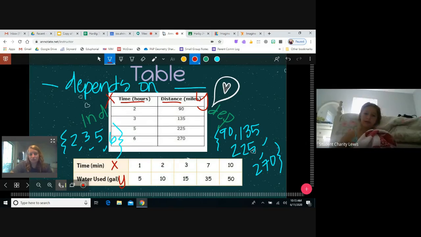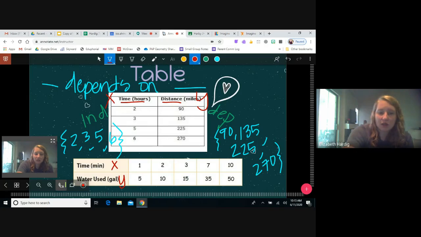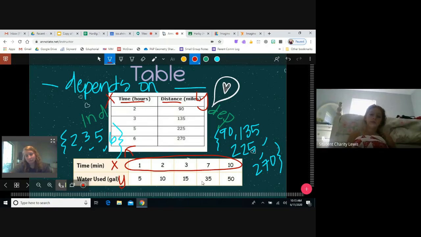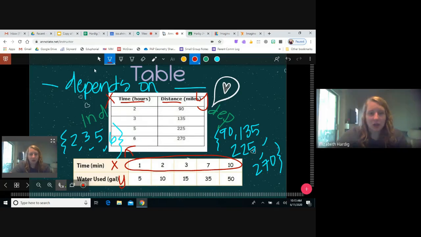1, 2, 3, 7, and 10. Good. So I could list these numbers out right here in set form, just like this. So then what would my dependent quantities be? 5, 10, 15, 35, and 50. Very good.